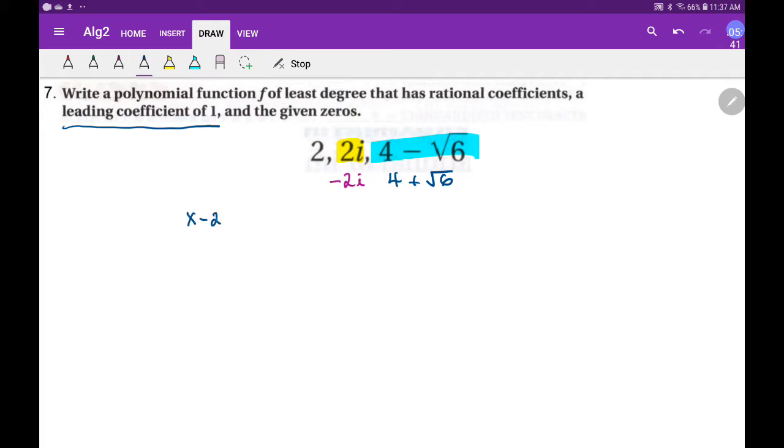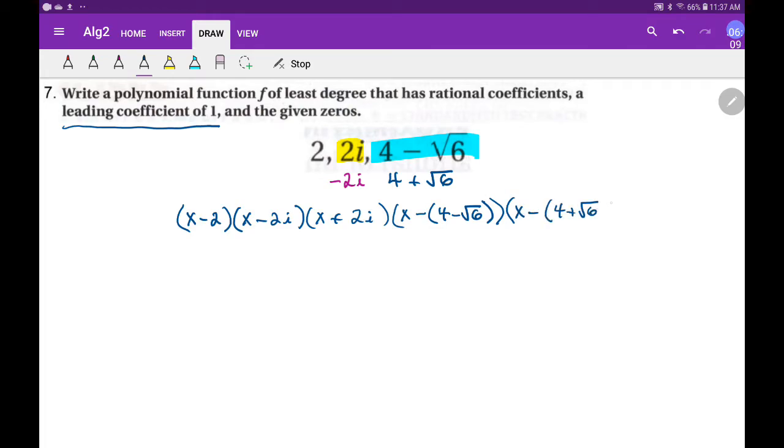I have x minus 2 times my other factors, which is x minus 2i and x plus 2i. And I also have x minus 4 minus the square root of 6, and I have x minus 4 plus the square root of 6, because I have to have the conjugates. Okay. All right, so when I do that, what do I get? Well, I guess we could do the first part.